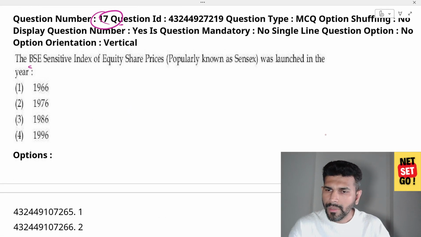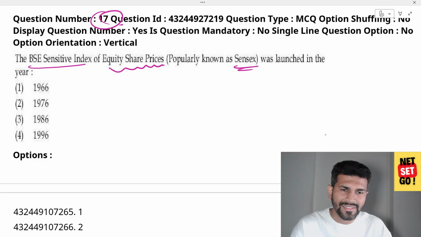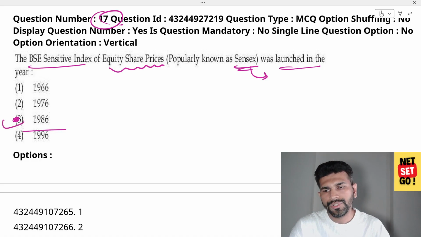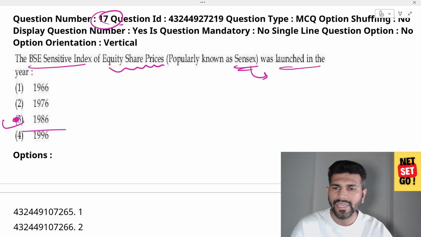Next, the BSE sensitive index of equity share prices, popularly known as Sensex. The full form of Sensex is sensitive index. Was launched in which year? Correct answer is option 3, 1986. BSE was established in 1870s and the term sensitive index was given in 1986.